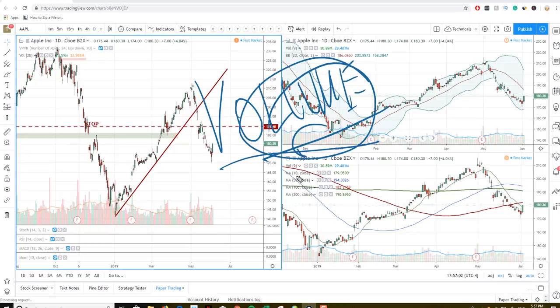Volume can be used in many different ways, including volume profiles and just general volume looking at trends. So we're going to be looking at a few things today. First, we're going to start off with a little definition. What is volume? Volume is the measure of how many times a security or financial asset has been traded in a specific period of time.